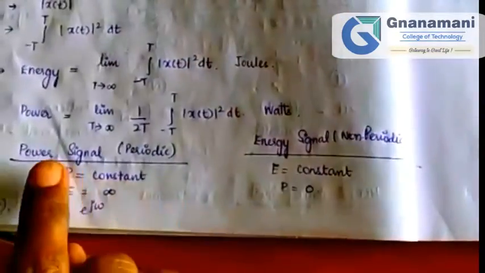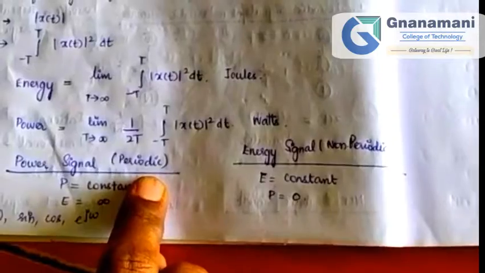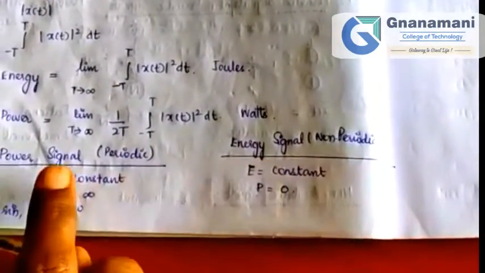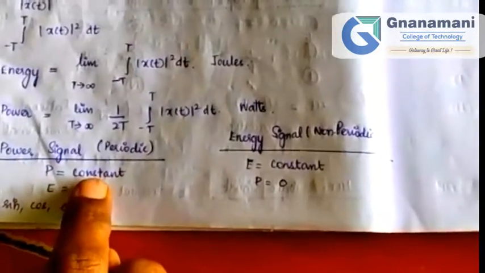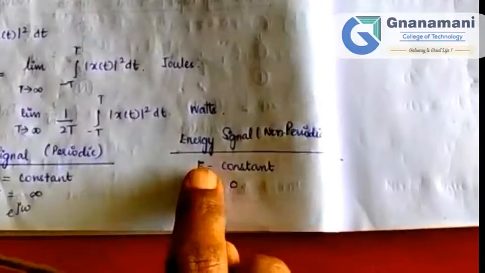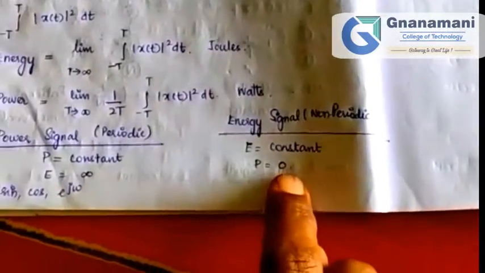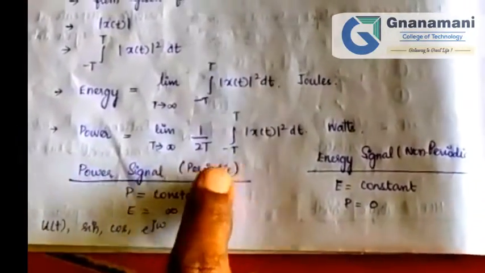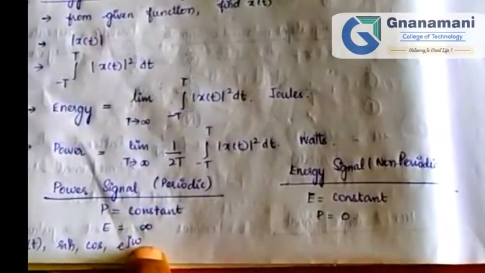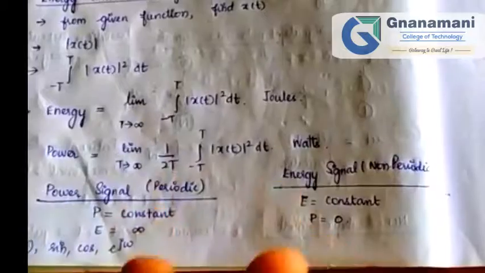Also, a power signal will be periodic in nature, whereas an energy signal is non-periodic in nature. For a power signal, power is constant and energy is infinity. For an energy signal, energy is constant and power is 0. Examples of power signals are u of t, sine signal, cos signal, and e power j omega. These signals are power signals.